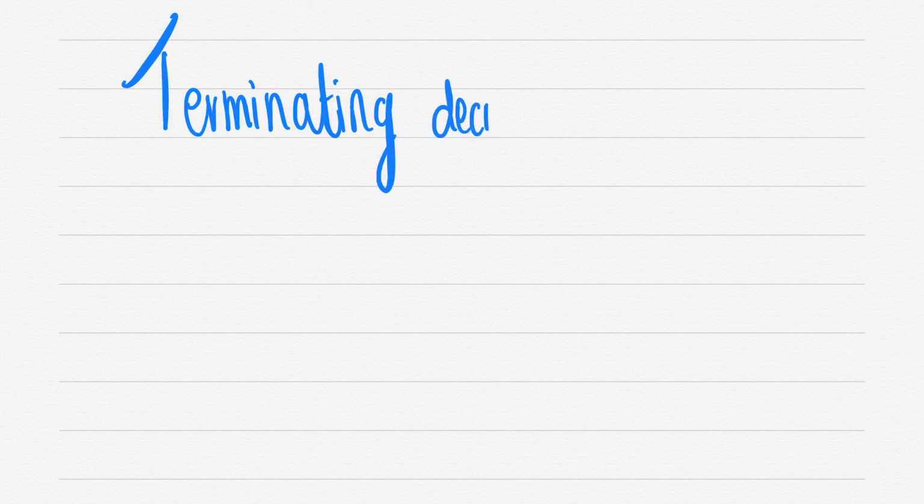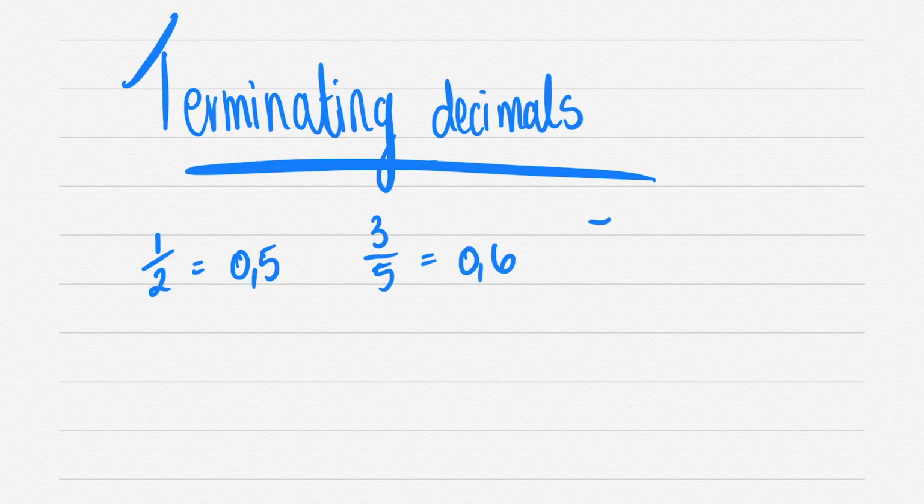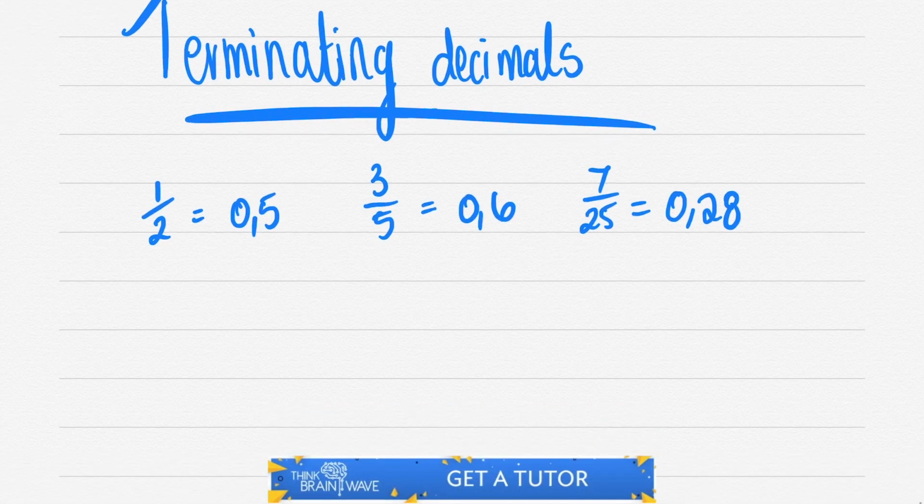So, what does terminating actually mean? It means that the number after the decimal point comes to an end. Alright, so the likes of a half would be equal to 0.5. Let's do another one. We'd say 3 over 5 is the same as 0.6. It terminates at the 6. You've got 7 over 25, and that is equal to 0.28. Nothing else continues after the 8. These are examples of terminating decimals.